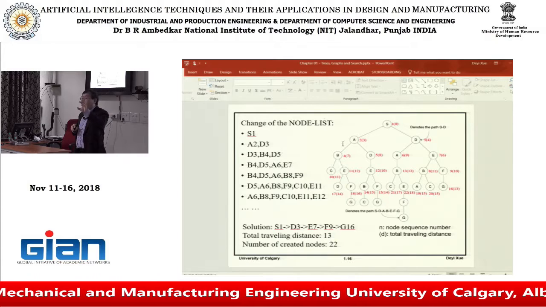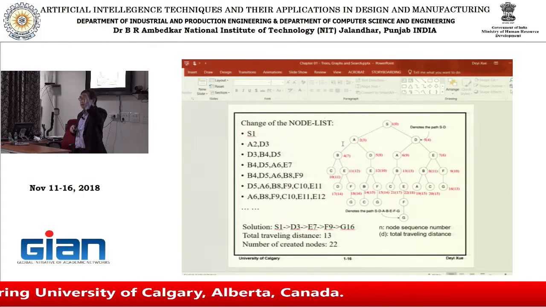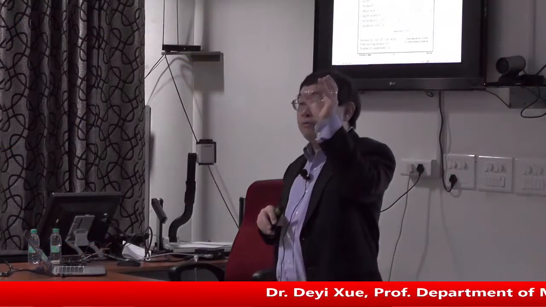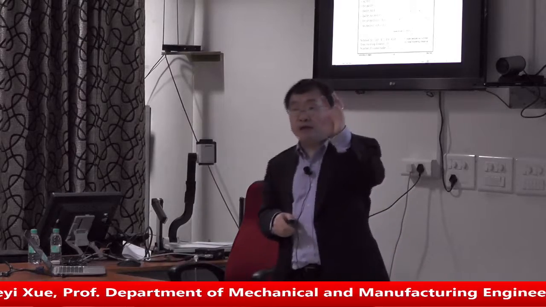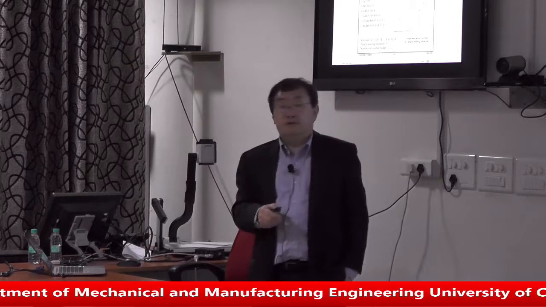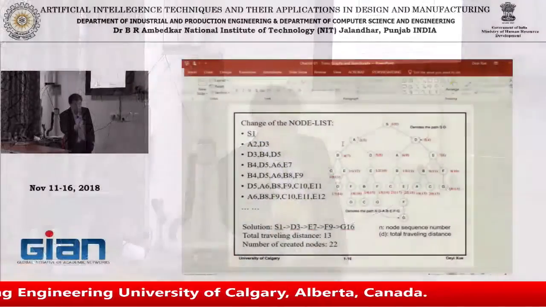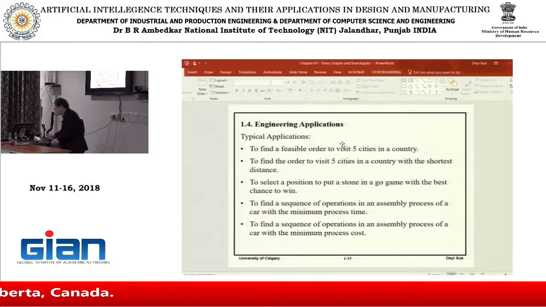If you have one evaluation function, usually we call it the heuristic function. It could be the shortest distance, the minimum cost, maximum performance, it could be anything. Then you pick the best one to generate subnodes. Eventually, you get the final solution, right? So that is the requirement for the first chapter.